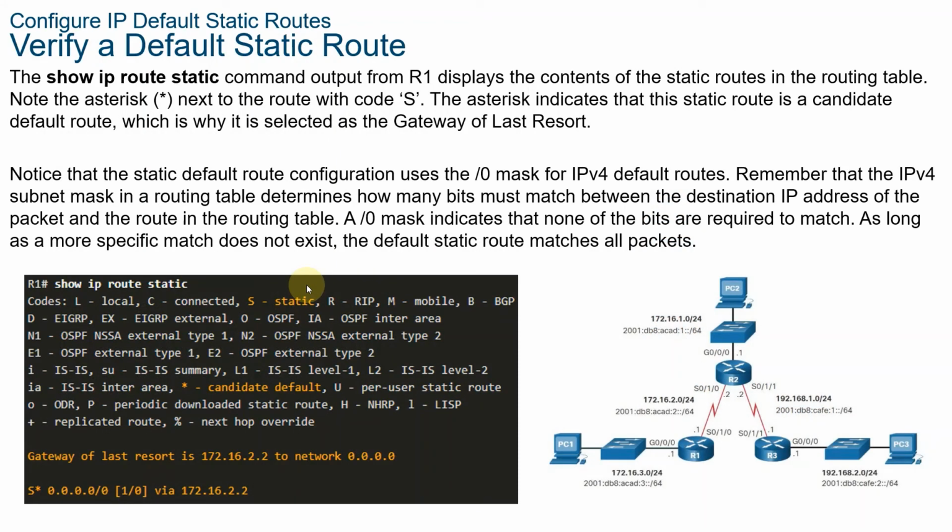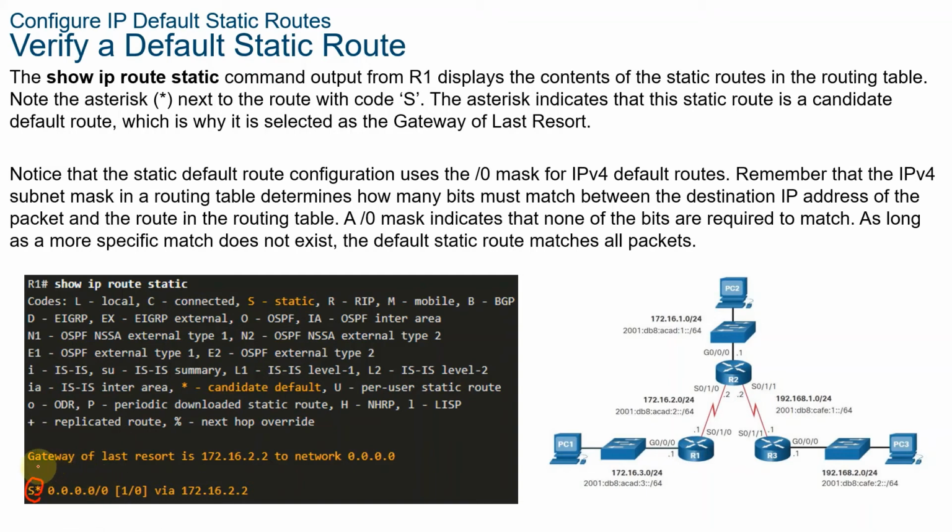How would we verify the default static route? We can use the command show ip route static. The show ip route static command output from R1 displays the contents of the static routes in the routing table. Take note that you've got an asterisk there. The asterisk next to the route with code S indicates that this is a static route and a candidate default route, which is why it is selected as the gateway of last resort.